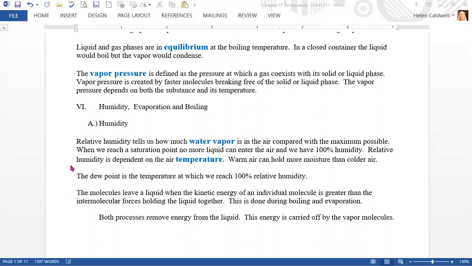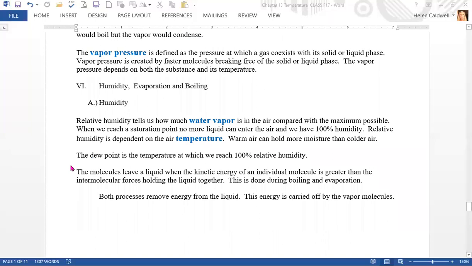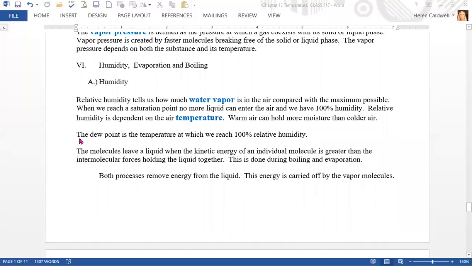So relative humidity is dependent on the air temperature. Warm air can hold more moisture than colder air. And your dew point is the temperature at which you reach 100% relative humidity. So if you try to add more moisture to it than that, it can't happen, and water leaves the air.